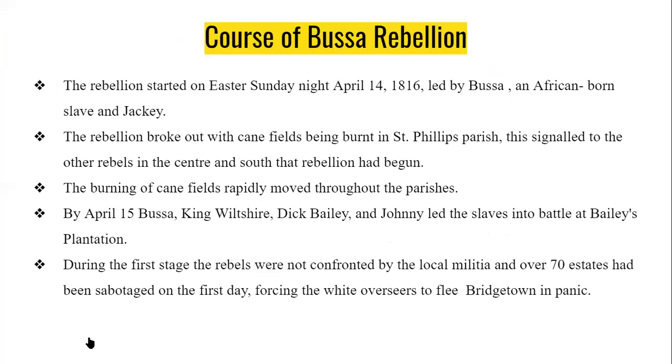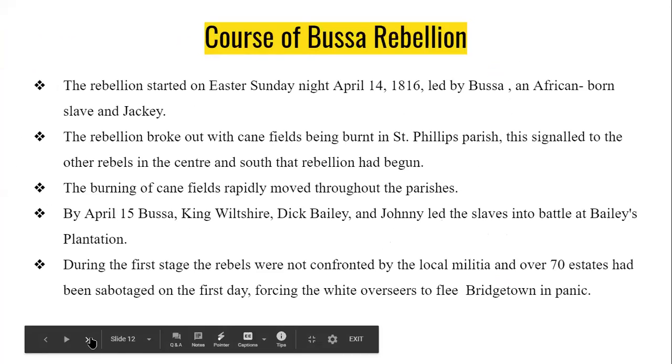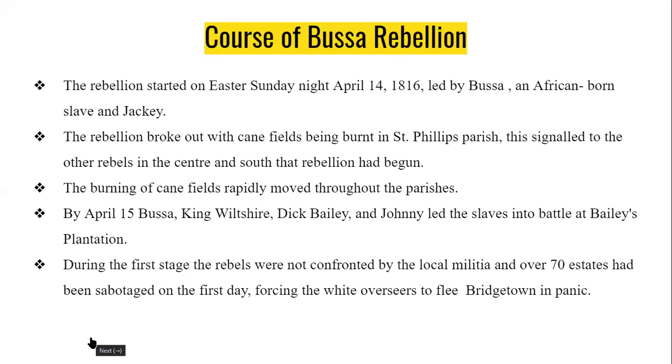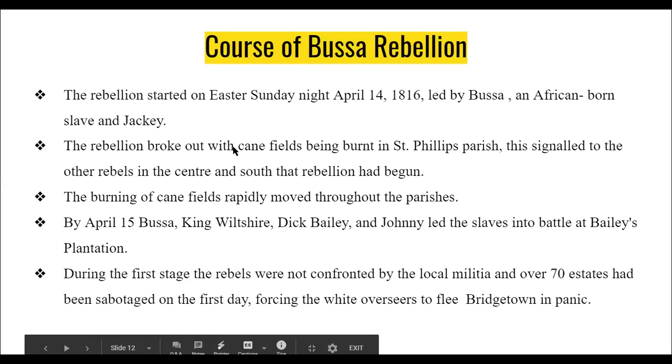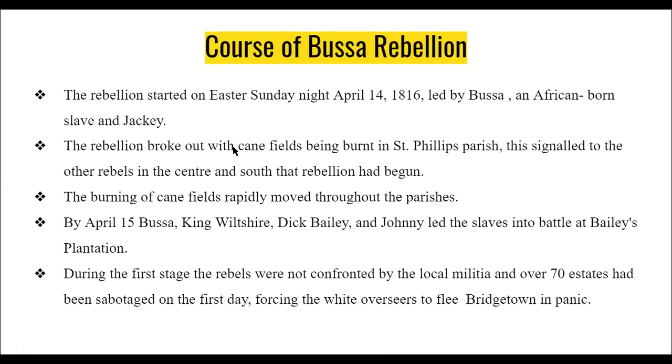Okay, now the course of the rebellion. The rebellion began on Easter Sunday, April 14, 1816, and it was led by Bussa and Jackie. It broke out with the burning of several cane fields in the parish of St. Philip's, and this signaled to the rebels the beginning of the rebellion. The cane fields began burning rapidly throughout the island. The militia didn't intervene initially, however, 70 estates were burned and overseers ran away in panic.